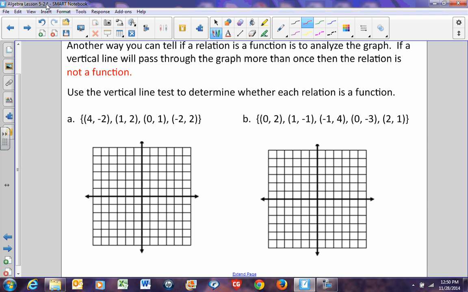Okay, so 4, negative 2. I go to the right, positive 4, excuse me, I almost went the wrong way. 1, 2, 3, 4, negative 2 goes here. 1, 2 goes 1 over, 2 up. 0, 1 goes over none and up 1. And negative 2, 2 goes left 2, up 2. Now, if I was to draw any vertical line here, it would only pass through one point at a time, wouldn't it? So this is definitely a function. The green line that I just drew does not go through two red points at the same time. So this would be a function.